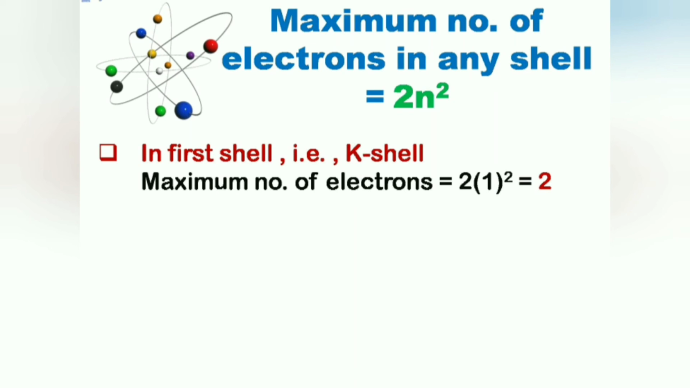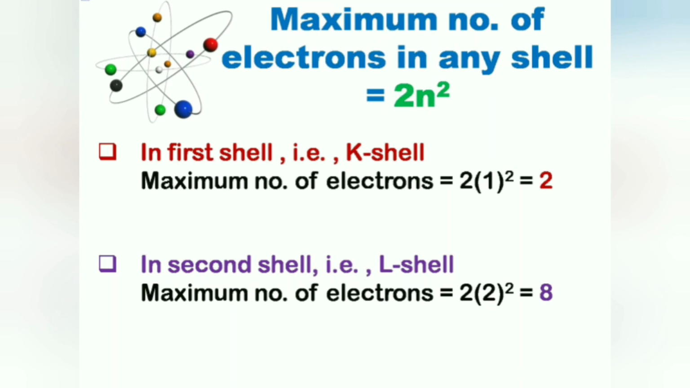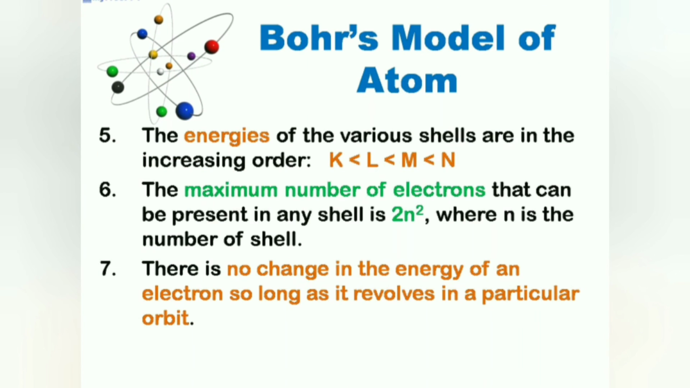Similarly, for L shell, that is second shell, n is equal to 2. So 2 multiplied by square of 2 is equal to 8. Therefore, L shell can accommodate maximum 8 electrons. Like this, we can calculate the maximum number of electrons in any shell of the atom. There is no change in the energy of an electron so long as it revolves in a particular orbit. The energy of an electron changes as it changes the energy shell. An electron releases energy when it jumps from high energy shell to low energy shell. And an electron gains energy on jumping from lower energy shell to higher energy shell.